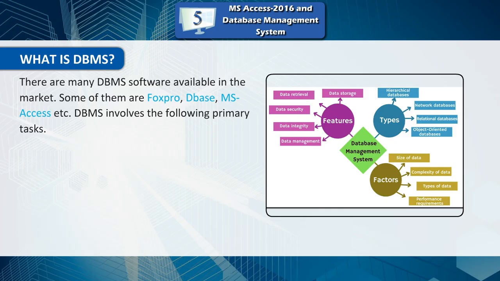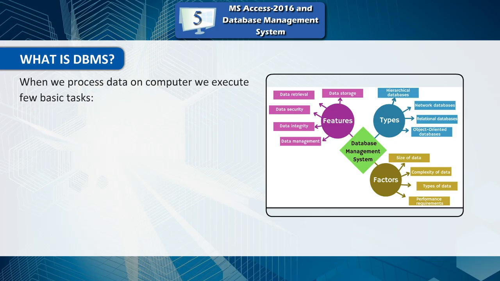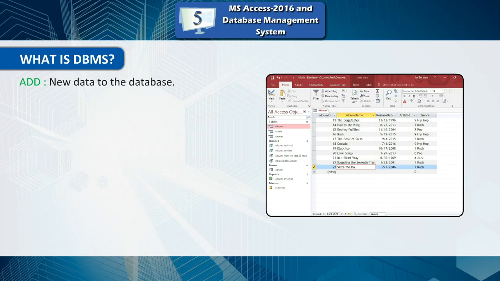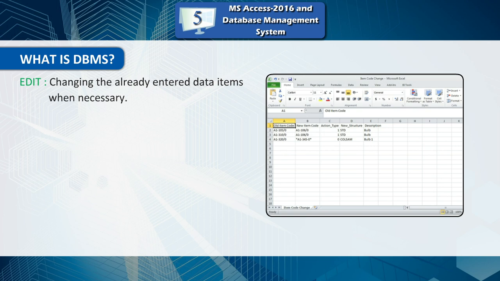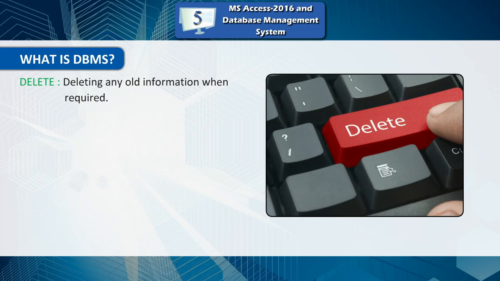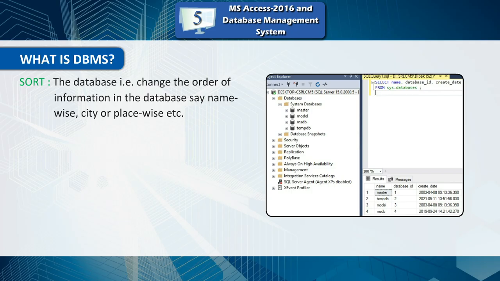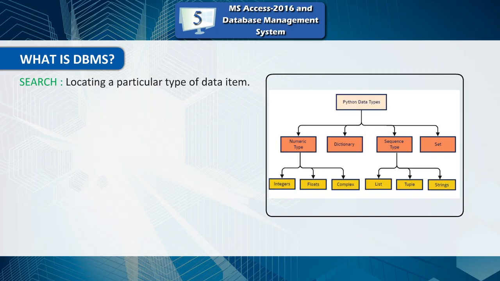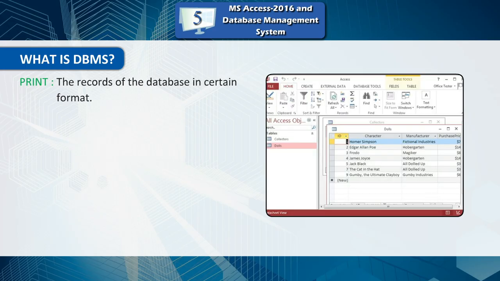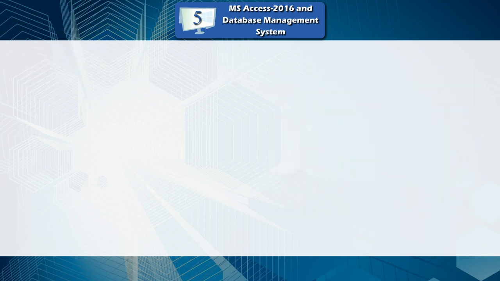DBMS involves the following primary tasks. When we process data on a computer, we execute a few basic tasks. Add new data to the database. Edit, changing the already entered data items when necessary. Delete, deleting any old information when required. Sort the database, that is, change the order of information in the database, say name-wise, city or place-wise, etc. Search, locating a particular type of data item. Print the records of the database in a certain format.